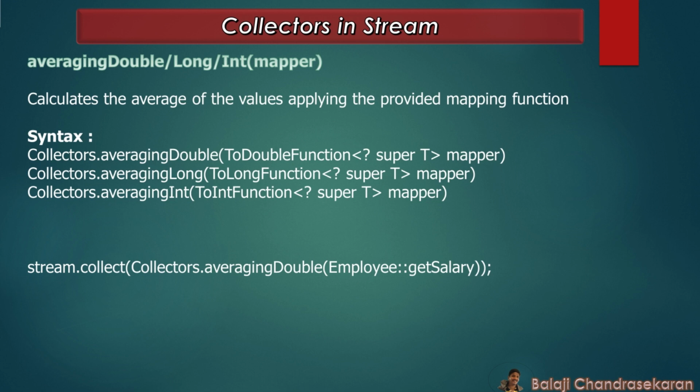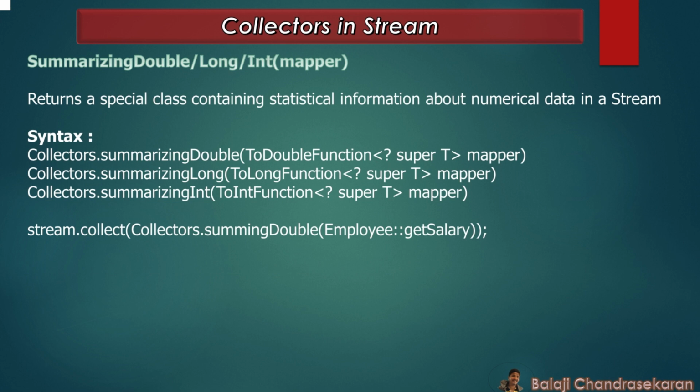They are used to calculate the average of numeric values extracted from the elements of a stream. These methods return a collector that calculates the average of the extracted numeric values from the elements of the stream. In this example, the averagingDouble collector calculates the average salary of all the employees by extracting the salary using the getSalary method. Similarly, averagingLong and averagingInt can be used for long and integer values respectively.